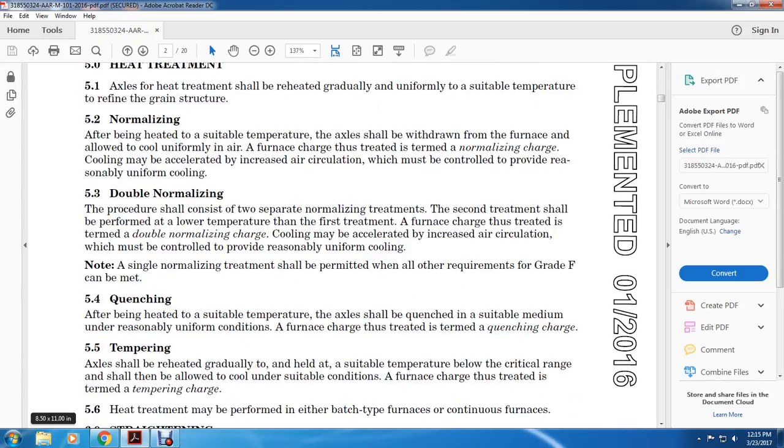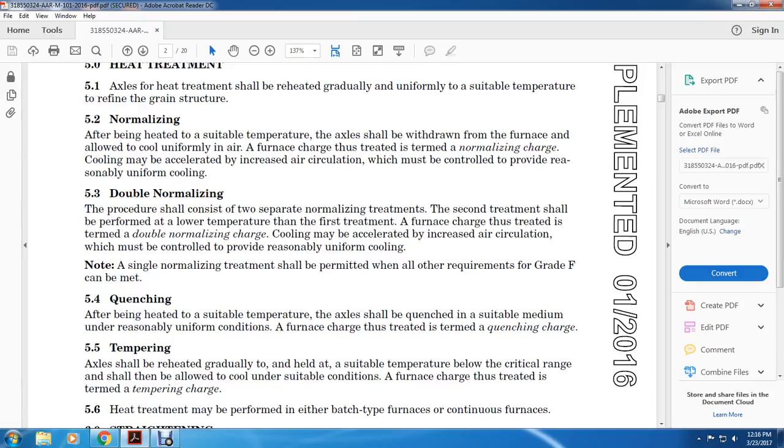Double normalizing. The procedure consisting of two separate normalizing treatments. The second treatment shall be performed at a lower temperature than the first treatment. A furnace charge that has been treated is termed a double normalizing charge. Cooling may be accelerated by increasing air circulation, which must be controlled to provide reasonably uniform cooling. A single normalizing treatment shall be performed when all requirements for Grade F can be met.